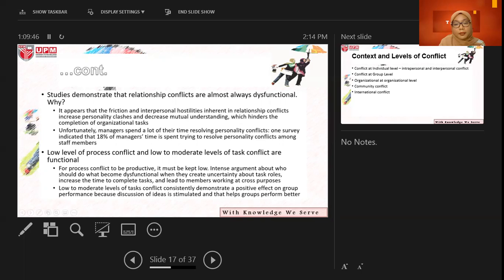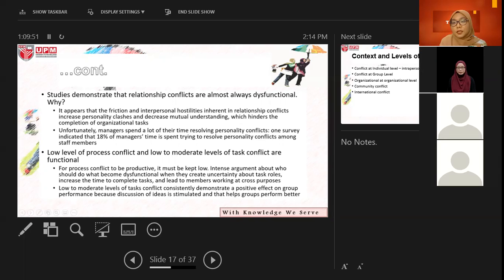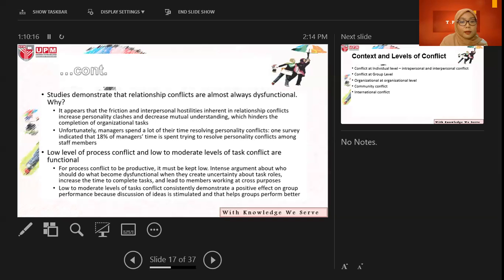However, managers spend a lot of their time resolving personality conflict. 18% of their time managers spend to resolve personality conflict. Sebenarnya manager should reduce because personality conflict ni sesuatu yang sangat susah untuk kita deal. Okay, sangat susah. It involves personality conflict, personality clash. How are we able to change individual personality within 2 years, 3 years? Susah.